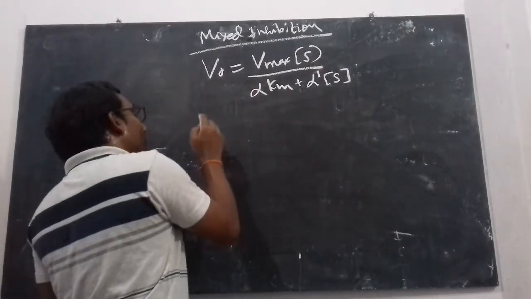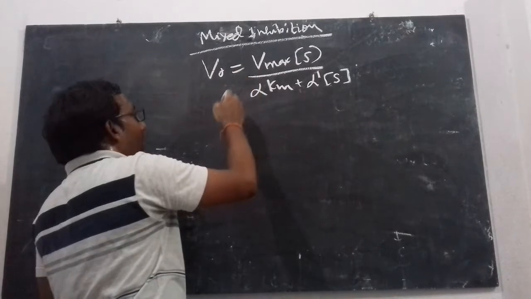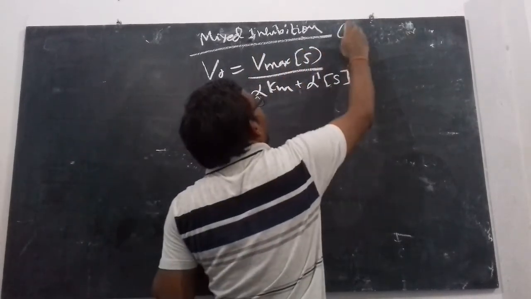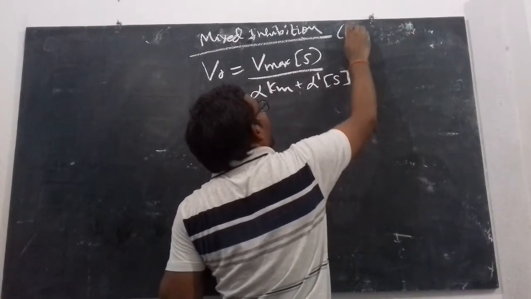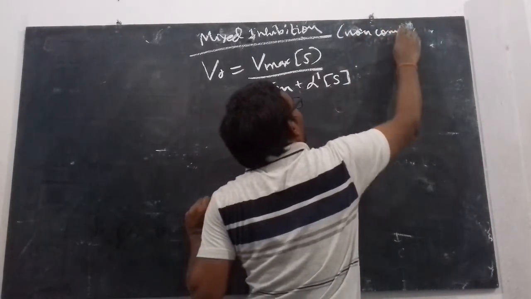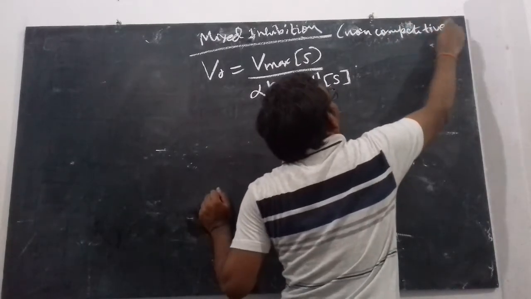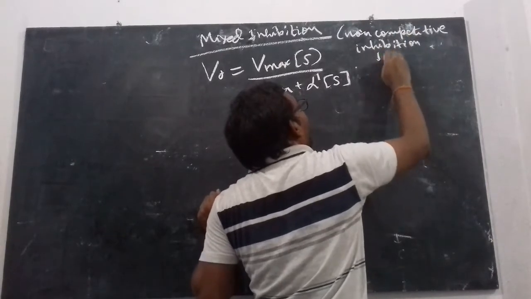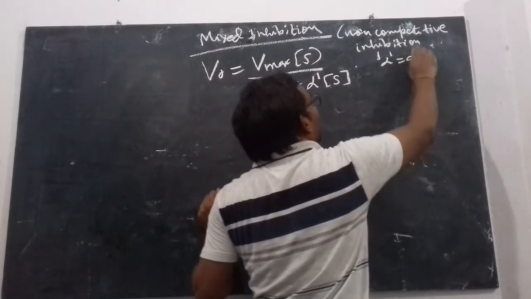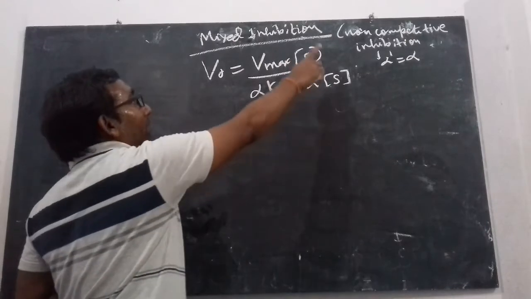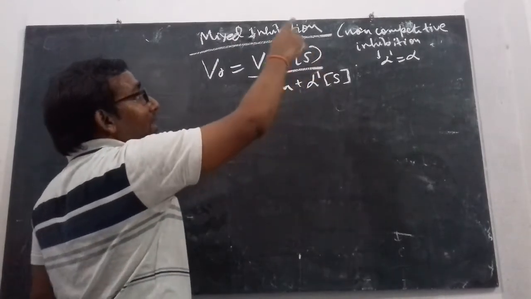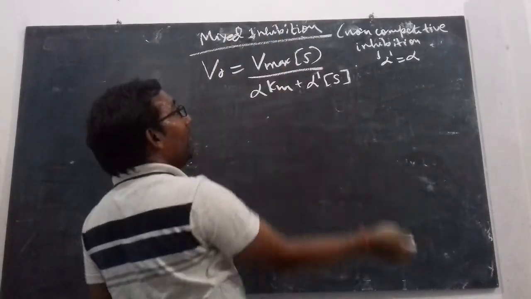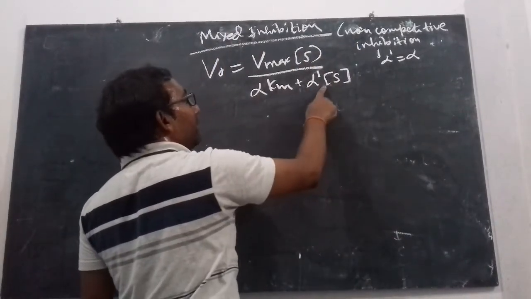Because a special case of mixed inhibition is called non-competitive inhibition. When alpha becomes equal to alpha dash, then mixed inhibition is called non-competitive inhibition. Remember, a special case of mixed inhibition is called non-competitive inhibition when alpha becomes equal to alpha dash.